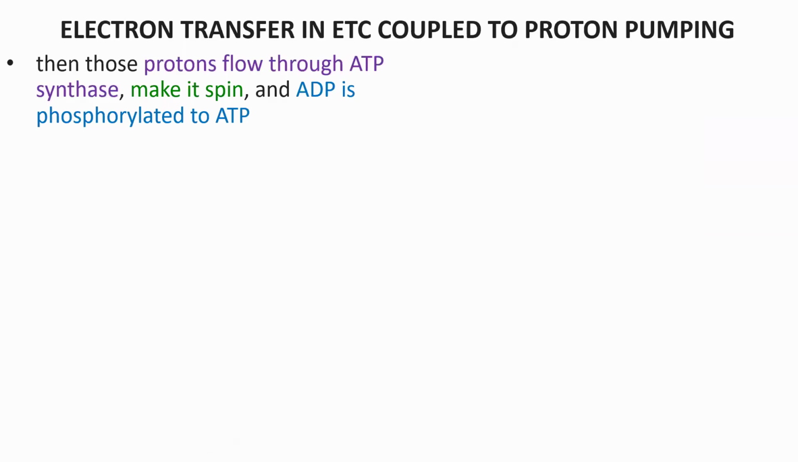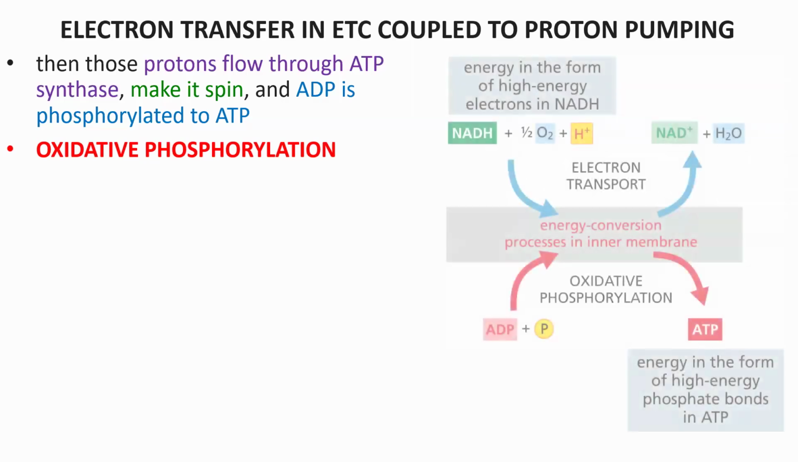So, as I said, what's left from glucose at this point is just a proton gradient. That's all we've got. A proton gradient held back by the inner mitochondrial membrane. Now, if we allow those protons to flow, they can flow through ATP synthase, make it spin, and that kinetic energy of motion is going to be captured and used to phosphorylate ADP into ATP. That's the oxidative phosphorylation, the phosphorylation of ATP using energy derived by the oxidation of electrons.